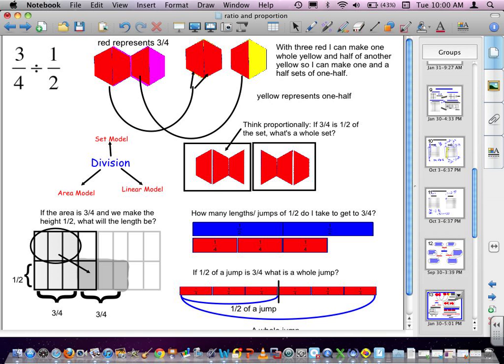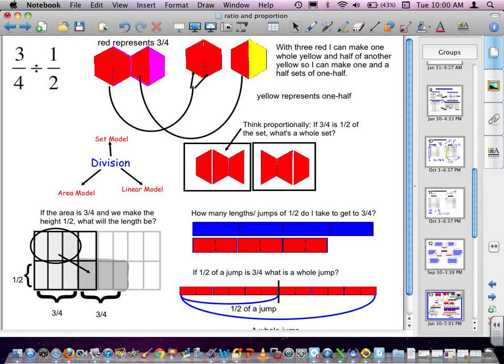So I've put the set area model and the linear model up. I only did one of the area models, but I'll tell you how to do the other one. I want you to think about what we did when we were first doing division with fractions. We would take a set and make sets from it.